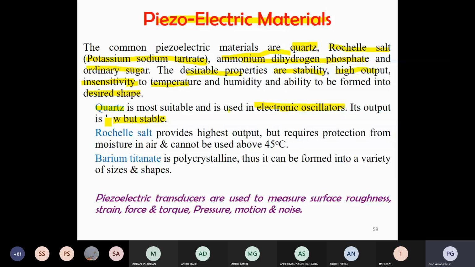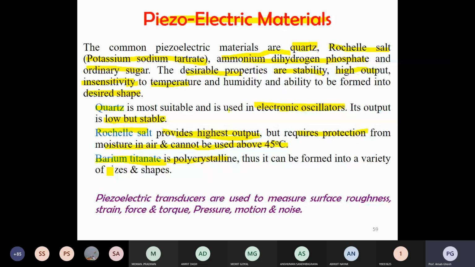It is used in normal electrical networks. Then Rochelle salt provides the highest output, so it is costlier compared to quartz, but it requires protection from moisture and air and cannot be used beyond 45 degrees centigrade, so it has some limitations. Then barium titanate is polycrystalline, so it can be formed into a variety of sizes and shapes, with different properties.